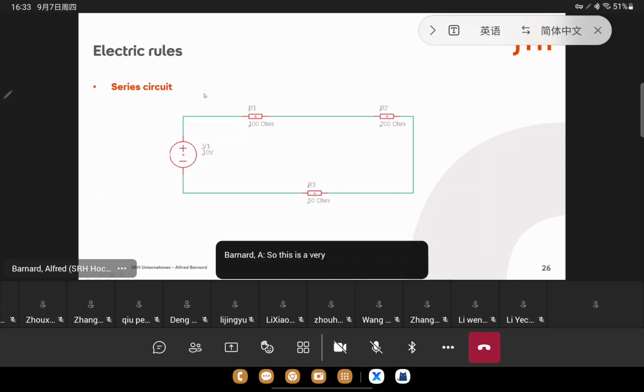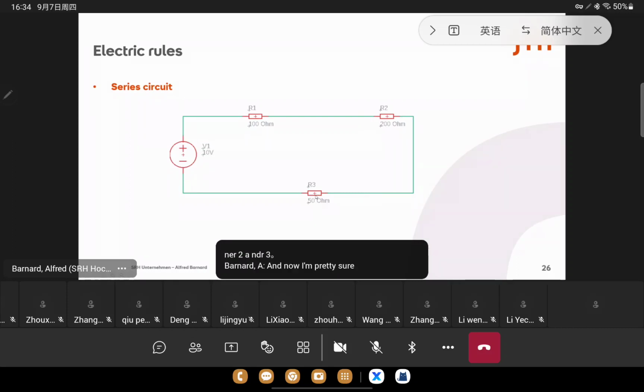So this is a very simple series circuit. Just to give you an idea of a very, very simple circuit, we will probably create this in EagleCAD a little bit later on. Here is our power source. Now it's not designated what type of power source it is. It is just a DC, direct current, 10 volt source, and it is connected in series to R1, R2, and R3.